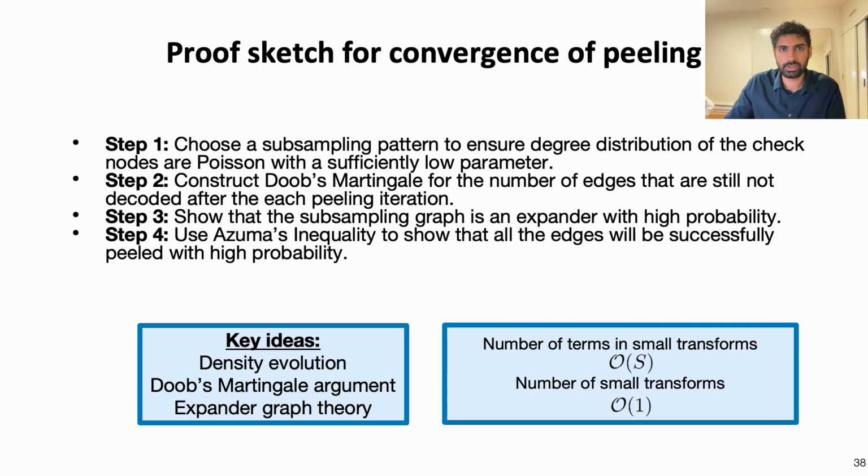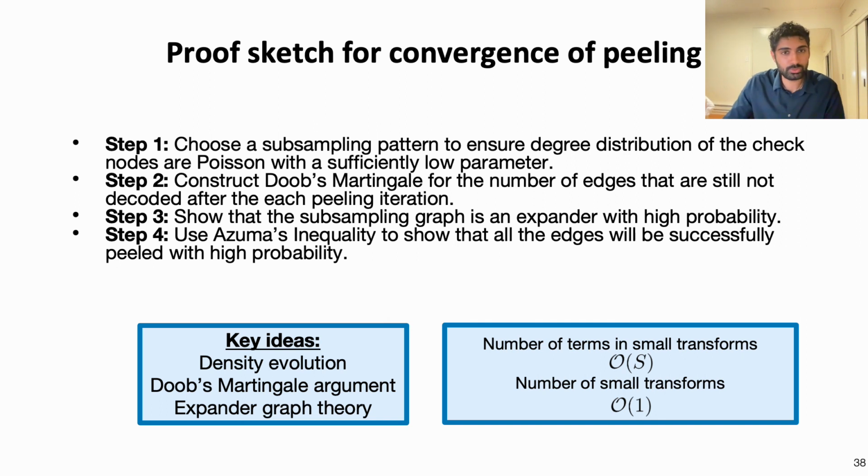Now you might ask, how do we ensure that this peeling procedure always goes through, that we can always recover the full original Fourier transform? To prove this, we use ideas from density evolution theory. So pretty standard ideas. We construct a Doob's martingale for the number of edges that are still not decoded after each peeling iteration, and make some arguments about expanders as well to ultimately achieve our goal.